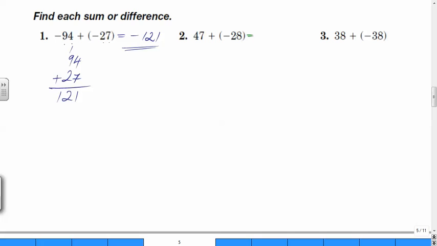47 plus negative 28, they have different signs. The answer will have the sign of the largest one in absolute value, which will be positive. And next you only have to subtract 28 from 47. 8 out of 7, 8 out of 17, you have to borrow 1 from your 4, will be what? 9. 2 out of 3 will be 1. The answer here will be 19. Got it? Let's try one more. 38 plus negative 38. Basic rule, when you add two opposites, your answer will be 0. Okay?